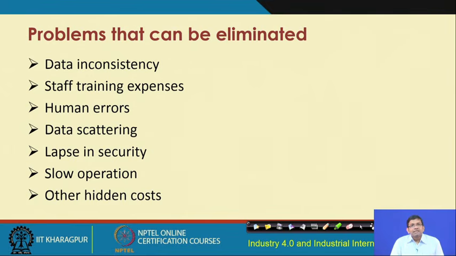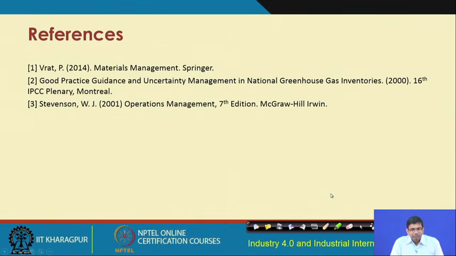So problems such as data inconsistency, staff training, the expenses behind this kind of training, human errors, data scattering, lapse in security, slowing of operations and other hidden costs, and incurring those hidden costs. These are some of the challenges that have to be overcome.